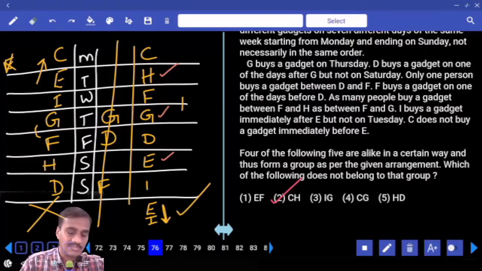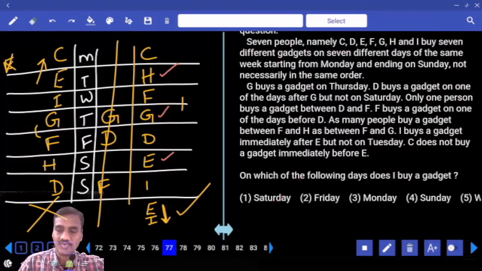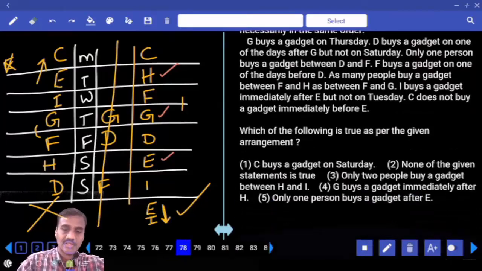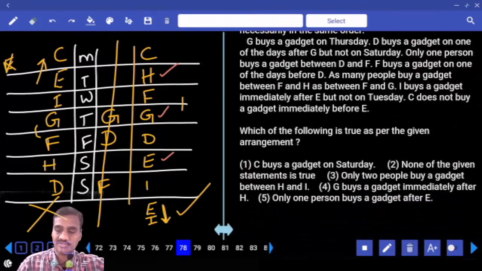Then coming to this 77: on which of the following days does I buy a gadget? I buys a gadget on Sunday. Sunday, that is the choice for question number 77. Then which of the following is true as per the given arrangement here? C buys a gadget on Saturday.